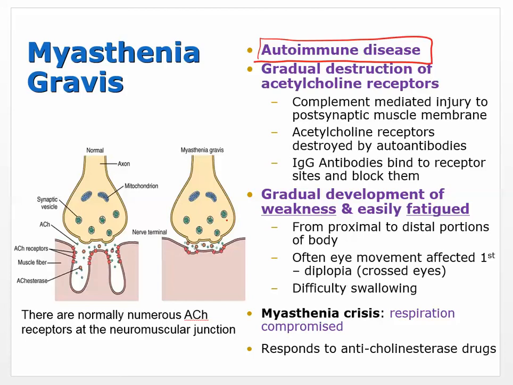Certain motor neurons aren't going to be able to activate the muscle regions that they're trying to activate, and so that's going to be perceived as weakness. Muscle weakness, fatigue, you just aren't going to be able to perform. The muscle performance isn't going to be as much. It's the opposite of Guillain-Barré. It moves from proximal to distal. Often eye movement is affected first, which is diplopia, and that is crossed eyes. I don't remember that all the time, but that's what diplopia is, crossed eyes.